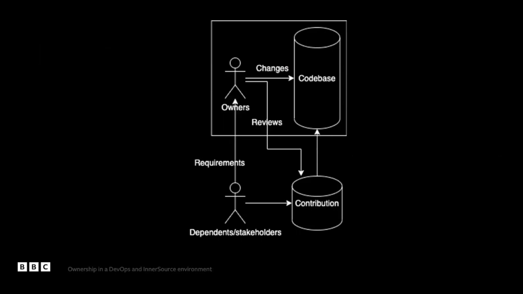If any of you are well experienced in InnerSource, you will have seen diagrams like this before. I've taken the diagrams that I've seen from other InnerSource talks and added the terminology that we're using at work. So the owners are making changes to the code base, but they're also reviewing contributions from your stakeholders or your dependents. And those stakeholders are feeding requirements into the owning team and affecting their roadmap, but they're not just throwing it over the wall in that poor collaboration, siloed, non-InnerSource way of doing things. They are making contributions as well at the same time.